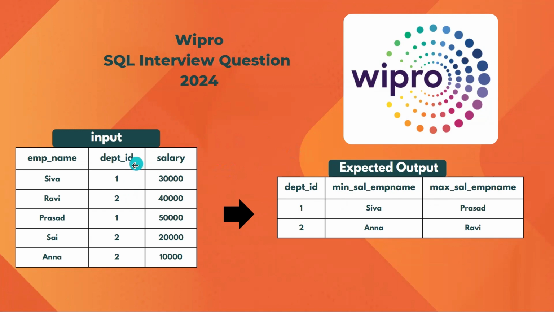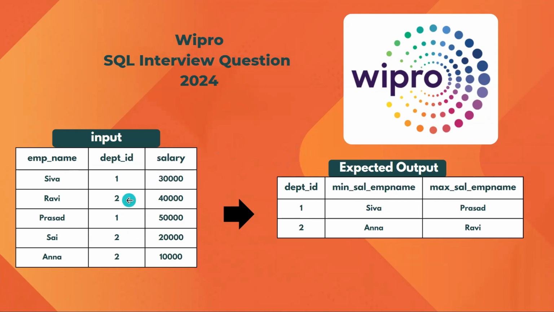If we look into department IDs, we have two departments, department 1 and department 2. In department 1, there are two employees. Out of these two employees, the one with the lowest salary is Siva. The one with the maximum salary is Prasad. So those two names we are getting here as part of department ID 1.